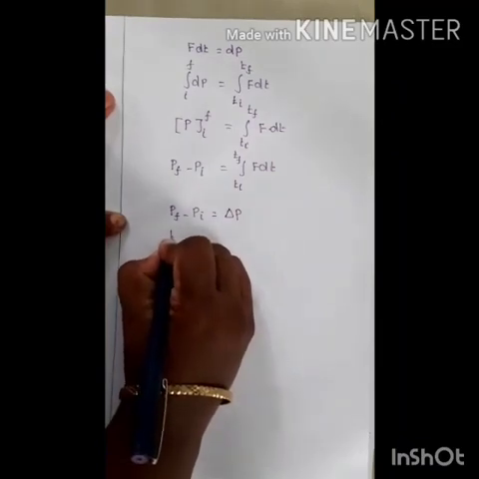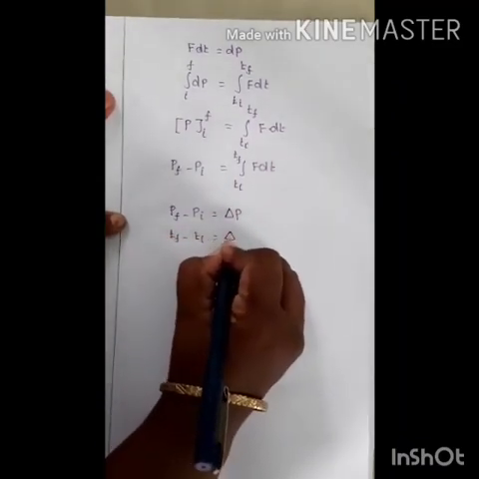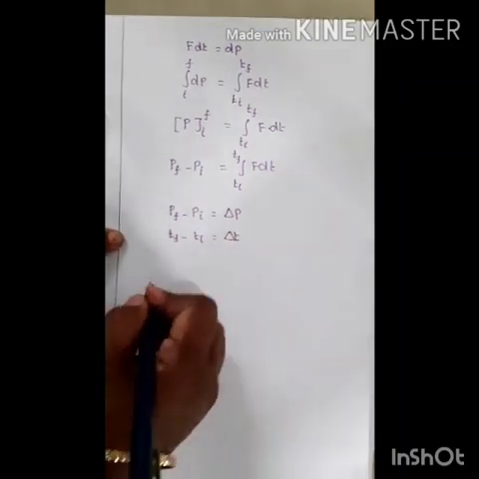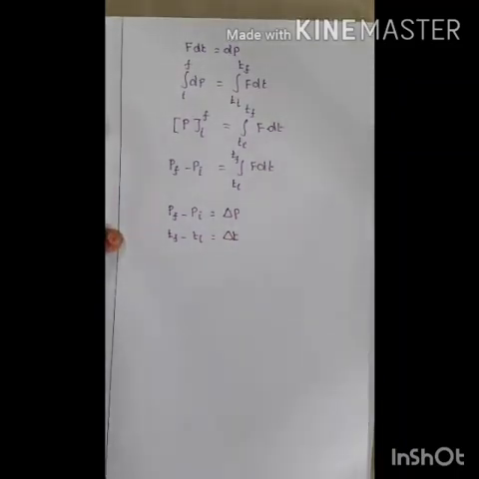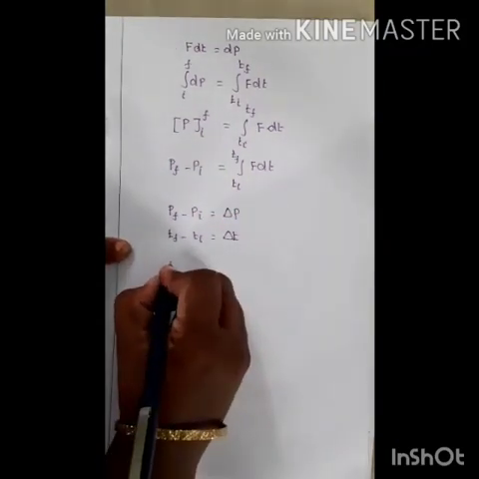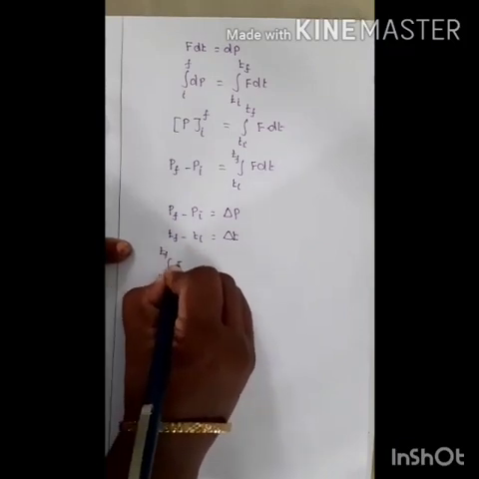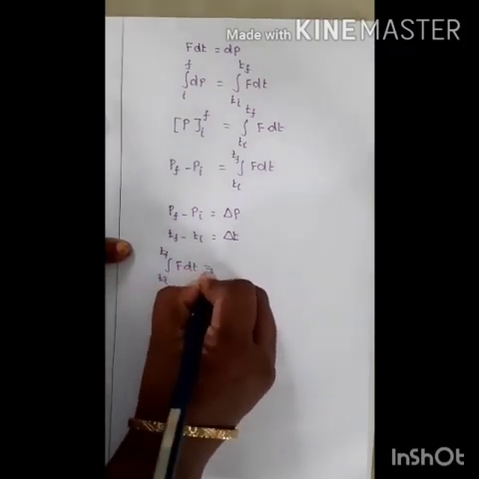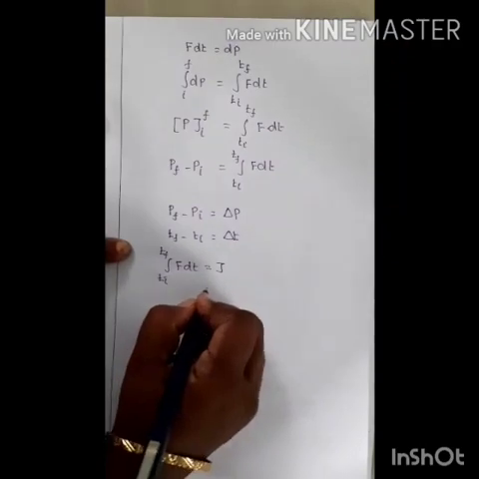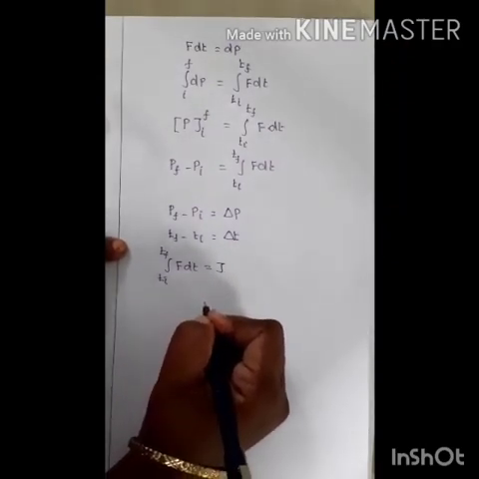Then t_f minus t_i is the change in time interval, taken as delta t. Therefore, the integral of F dt from t_i to t_f is called J, the impulse. J is called the impulse and is equal to the change in momentum of the object.